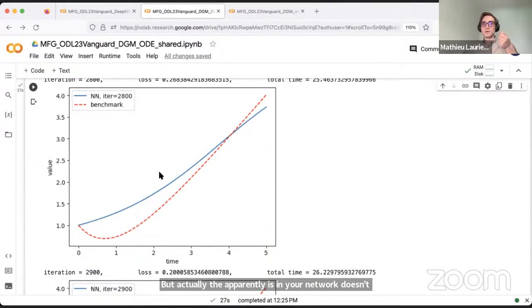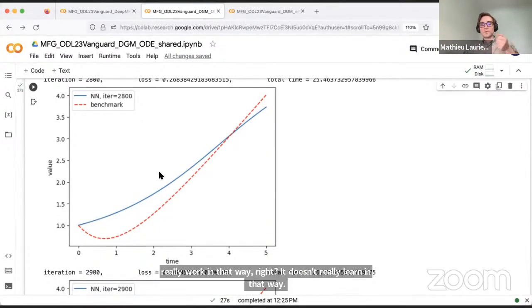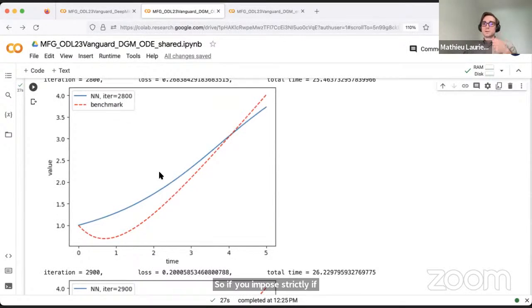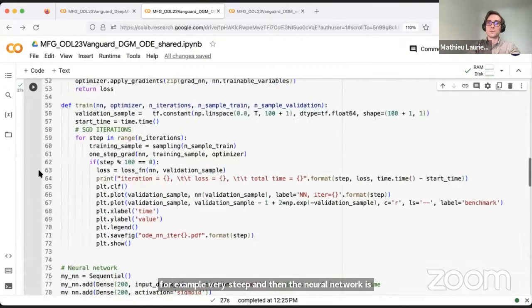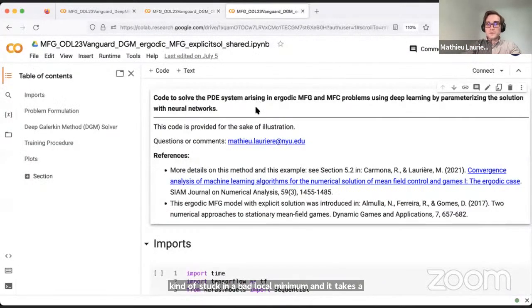So if you impose strictly, if you really want the neural network to match the initial condition, fine, it is going to do that. But then for the rest, it's going to struggle. And that's probably because the landscape of the loss, if we could visualize it, might be very steep, and then the neural network is stuck in a bad local minimum, and it takes a long time. So this is even more true when we discuss PDEs.